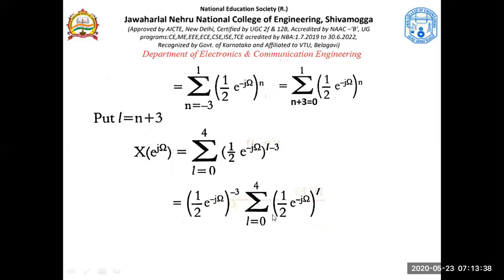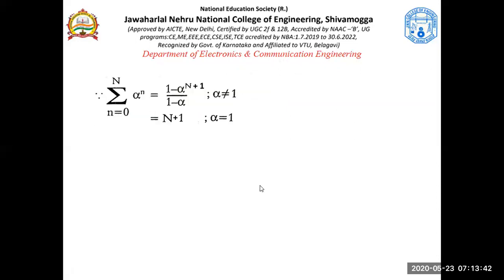Okay, so this is another standard summation that we can see. Fine. So it looks like this. If alpha is not equal to 1, it is 1 minus alpha to the power n plus 1. If it is 0 to n, here in the numerator it is 1 minus alpha to the power upper limit plus 1, divided by 1 minus alpha.